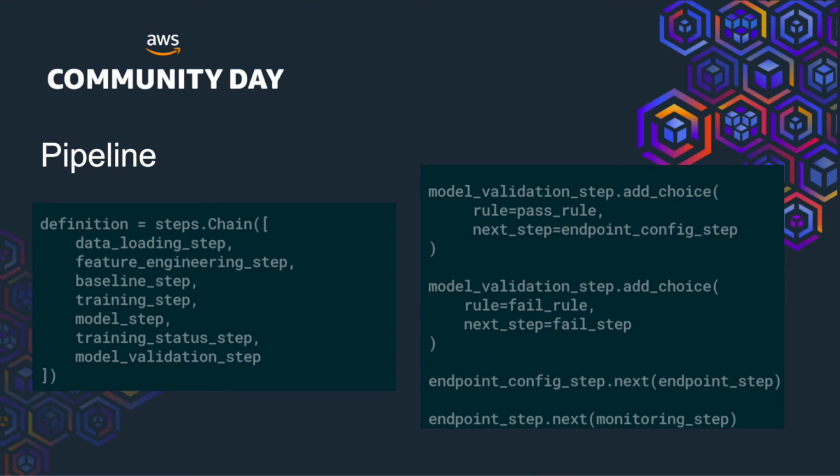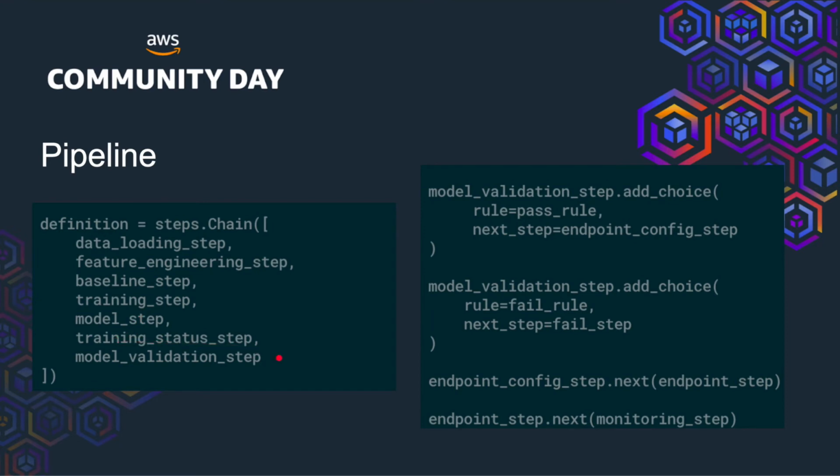And I implement such an architecture using the AWS Step Functions Data Science SDK. And here's what the code looks like. First, we need to define the pipeline of the workflow. Essentially, you would define all the different steps first. So we have data loading step, feature engineering step, baseline training, model steps, and then training status step, as well as model validation steps.